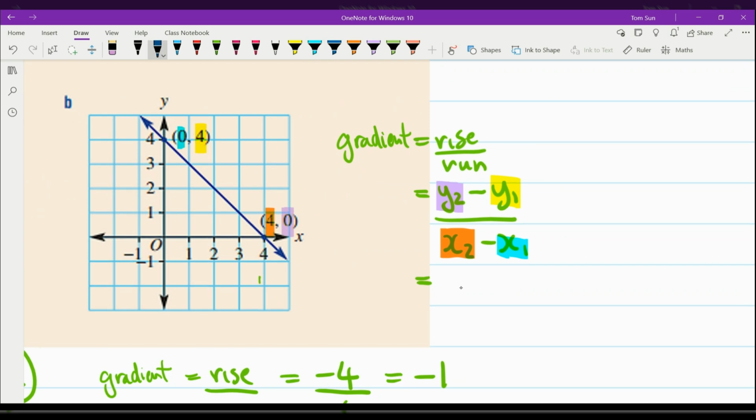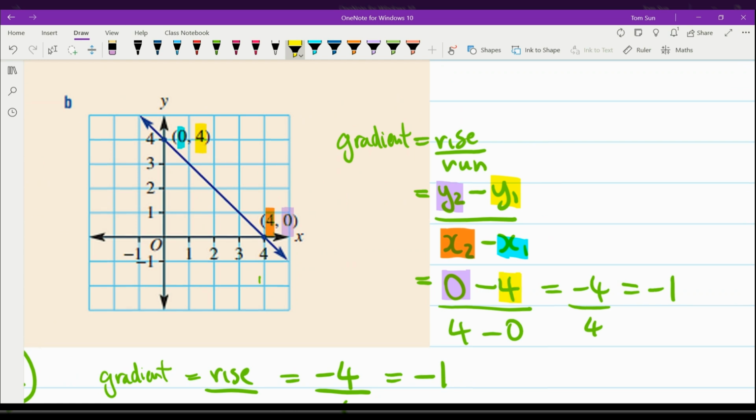So rise over run would simply be, just like we were doing before, 0 minus 4 divided by 4 minus 0, which of course gets you negative 4 over 4, which is the same answer again. And that gets you the answer. I'll highlight these values just so you can see them clearly and know where they're coming from. These are the values that we've been using to get the gradient.